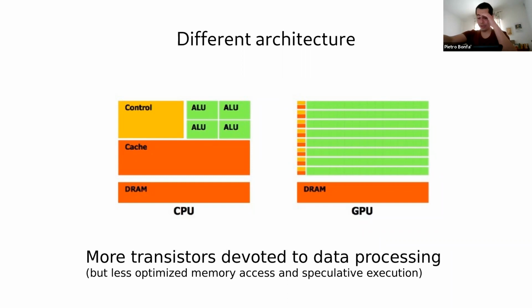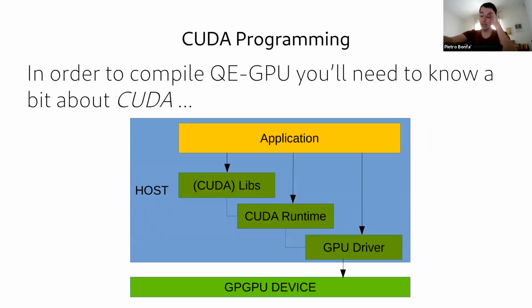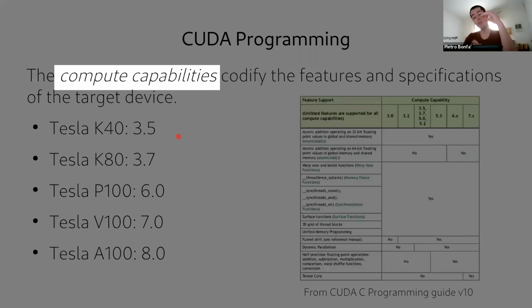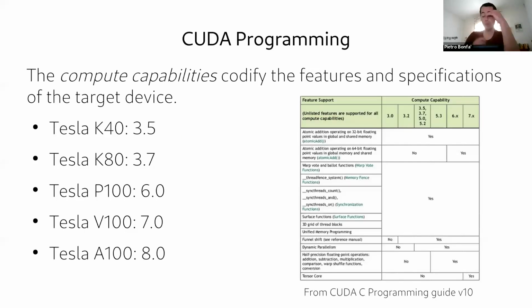What you only have to care about is a few details about CUDA programming, which is the language that has been used to accelerate Quantum Espresso on GPU. Let me skip this slide because it's not so important. Instead, a thing that you need to know and remember is that when you compile Quantum Espresso to run on GPUs, you will make a very specific executable that can only run on a specific card, which has a specific architecture.